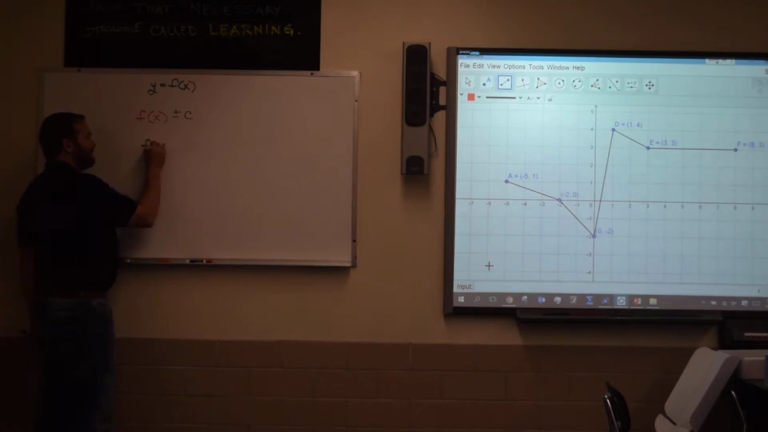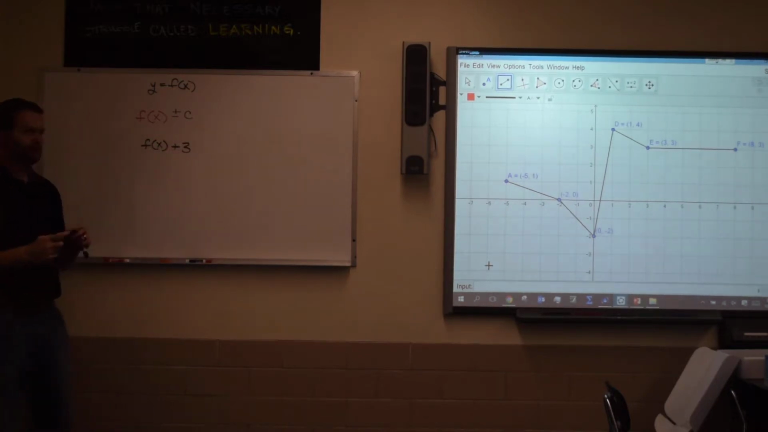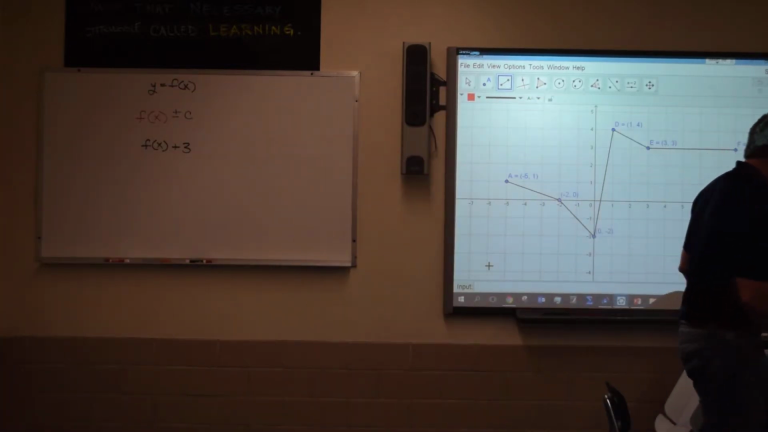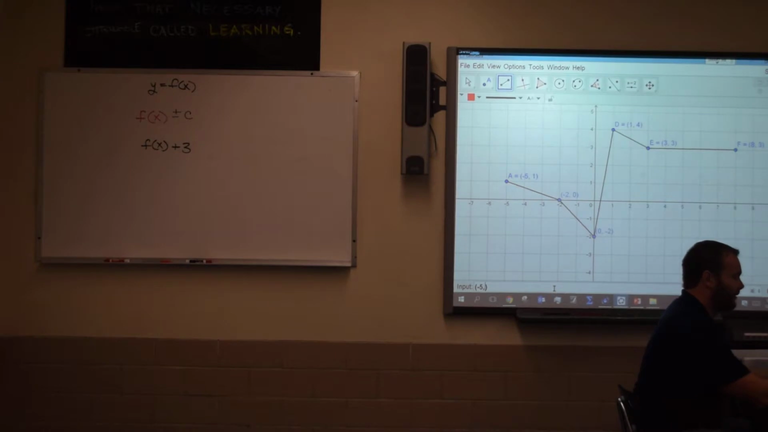Let's say I have f of x plus 3. Okay? F of x plus 3. What is that going to do to every one of the y values that is over here? Add 3. Does it do anything to the x values? No, there's no rule there telling me to do anything to the x values. So negative 5, comma 1, I'm going to add 3 to the y value. Gives you that point there. Negative 2, 0, I'm going to add 3 to the y value. Gives you that point there.